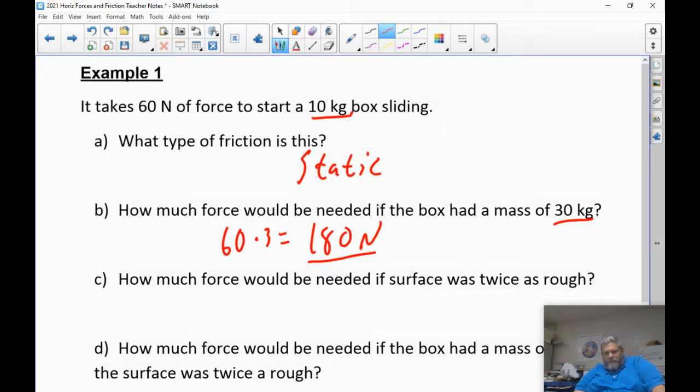What would happen if we needed a surface that was twice as rough? Okay, well, it's proportional to the roughness of the surfaces. So if it's twice as rough, it's going to take twice the force. So 60 times 2, or 120 newtons.